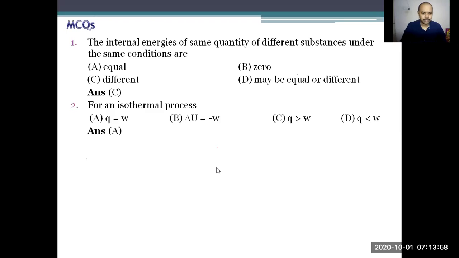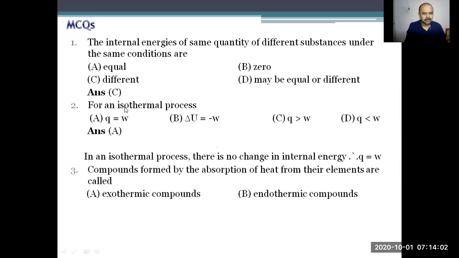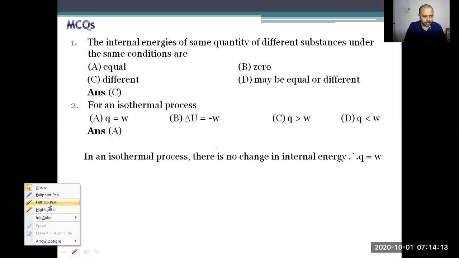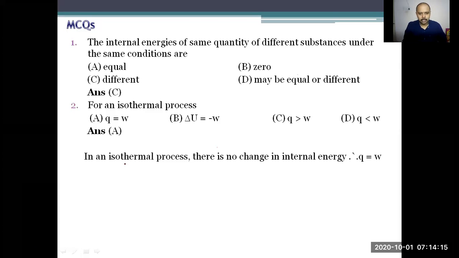Okay, Q is equal to 0. You can say because there is no change in internal energy, therefore Q is equal to W in terms of magnitude. Otherwise, if you take sign convention, plus Q is equal to minus W. Heat absorbed is equal to work done by the system. Like that. No problem.